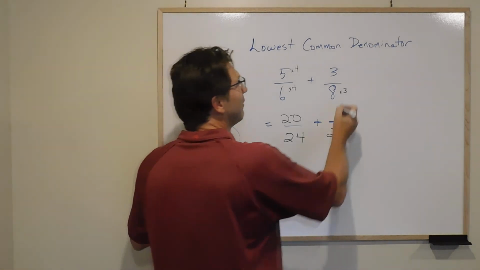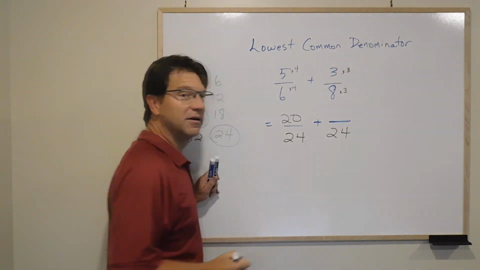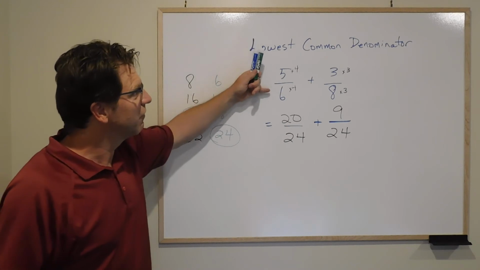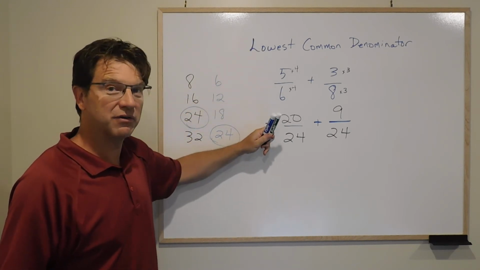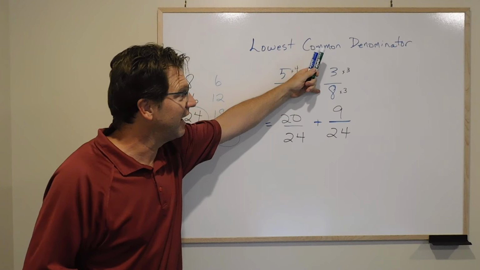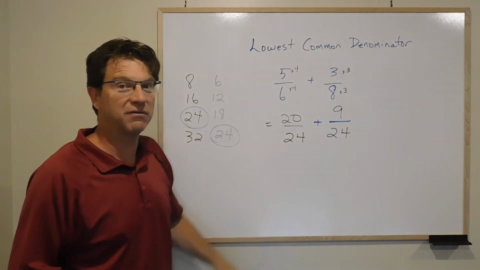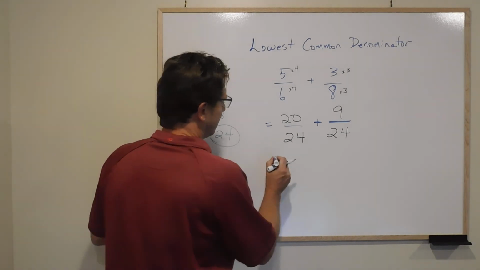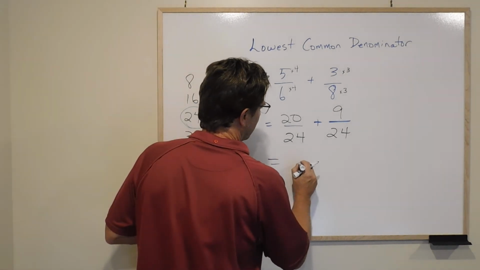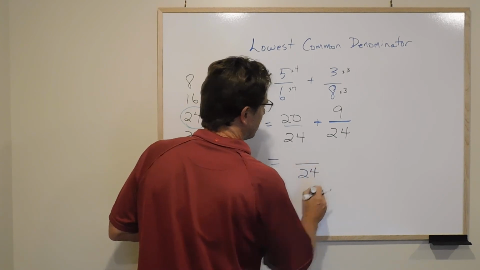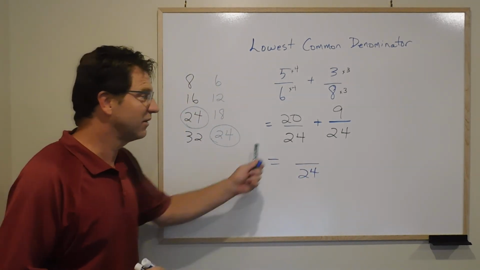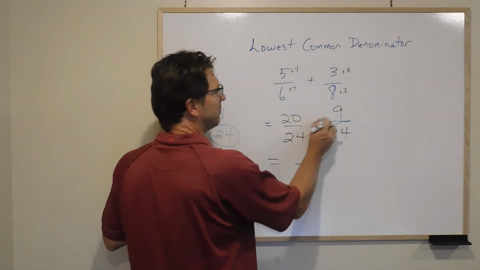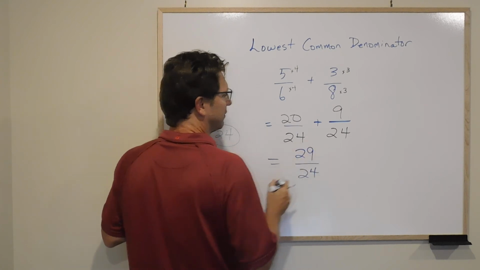But then we have to multiply 3 times 3. Okay? And that gives us 9. Okay? So 5 over 6 is the same as 20 over 24. And 3 over 8 is the same as 9 over 24. And then to add, it is a little different to add. You are going to take the bottom and not change it. Right? It's not 24 plus 24. It is 24. The top you're going to add 20 plus 9 is 29 over 24.